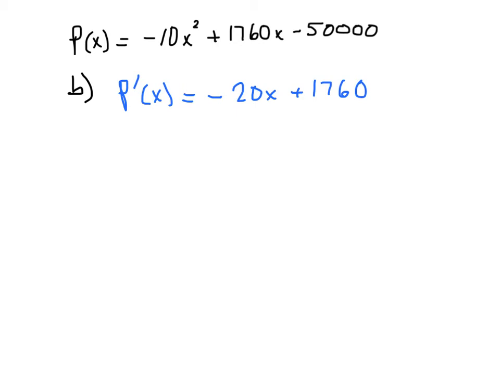And to find the marginal profit at a production of 50 units, we simply plug 50 into the marginal function. And 20 times 50 is 1,000. That's negative 1,000 plus 1,760. That works out to be $760.